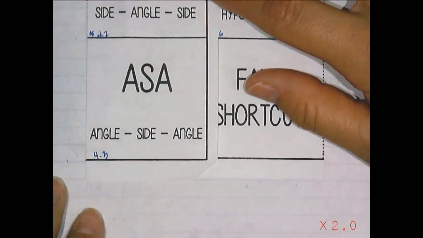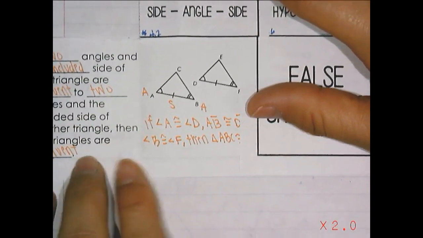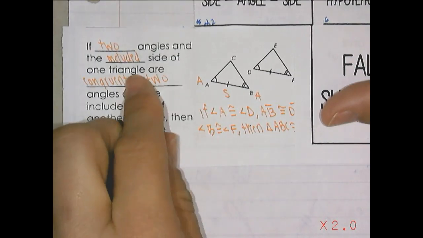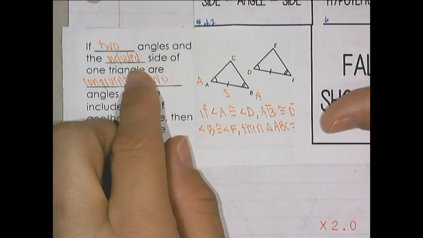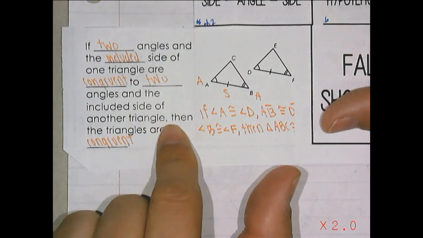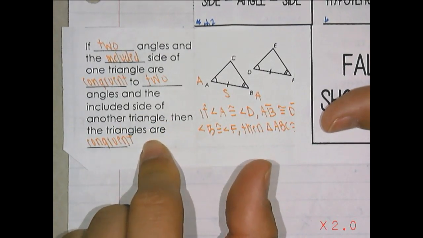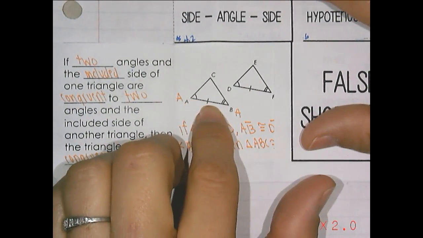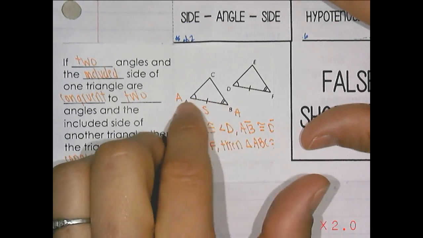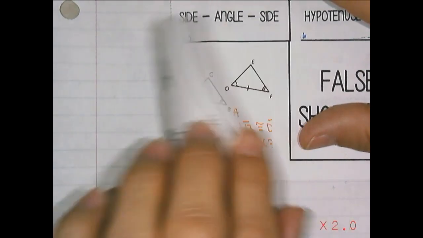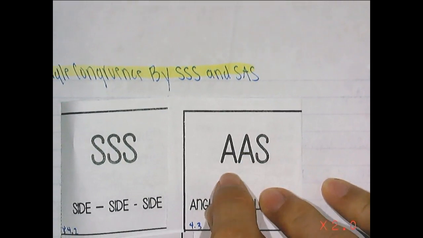Let's move down to angle, side, angle. Okay, what it says is if two angles and the included side this time of one triangle are congruent to two angles and the included side of another triangle, then the triangles are congruent. So, notice here we have an angle, and then in between it is a side and another angle. So this means that this is the included side. When it's the included side, you would use angle, side, angle. When it's the non-included side, you would use angle, angle, side.